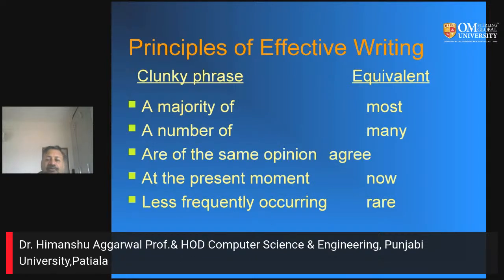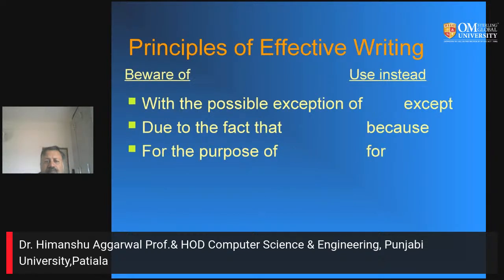A majority of, instead of saying a majority of, you say most. A number of, you say many. Are of the same opinion, agree. At the present moment, now. Less frequently occurring, rare. Next, please. With the possible exception of, you simply say except. Due to the fact that, because. For the purpose of, for. Next, please.